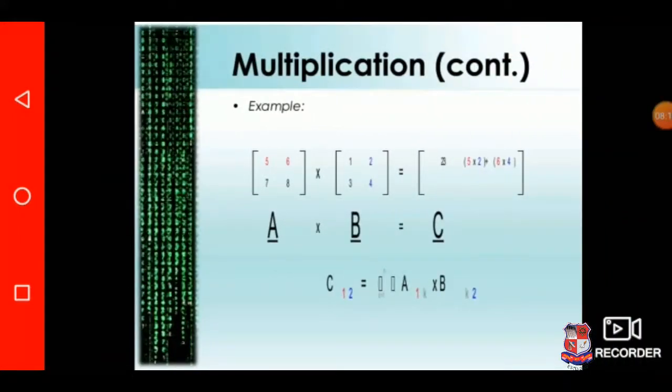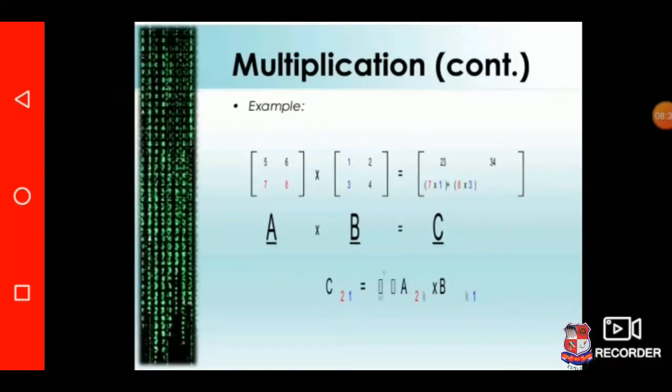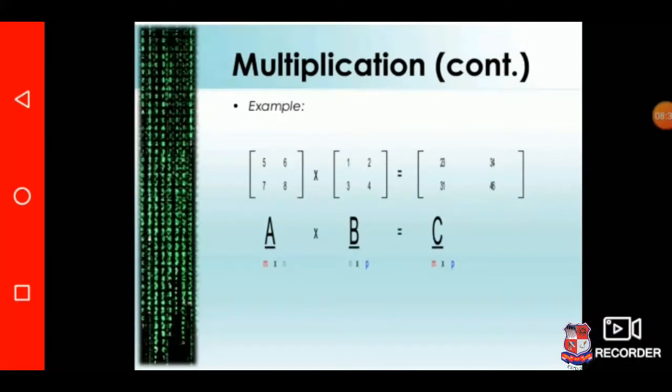After that, in the same way, we operate 5 cross 2 plus 6 cross 4. That is the second element of the final matrix, C12, then C21 and C22. And finally, we get our multiplied matrix C, which has m cross p elements.